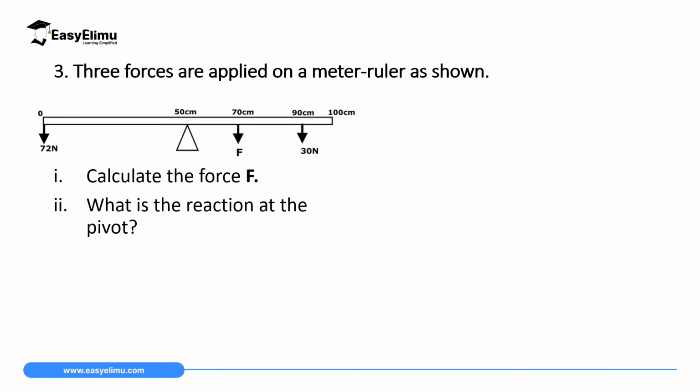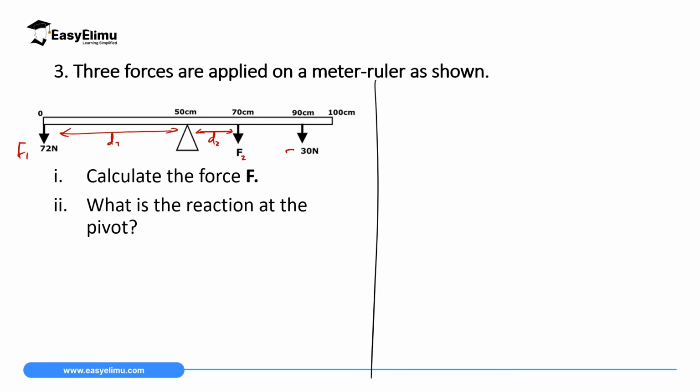So the other question reads, three forces are applied on a meter rule as shown below. So we have different forces here. We have, let's call this one F1, and then the distance from the pivot, let's call it D1. Then we have this one as F2, the distance from the pivot, let's call it D2.